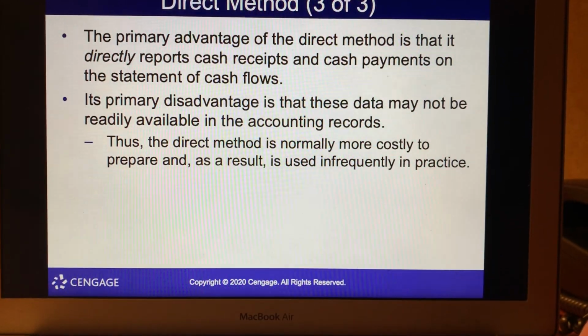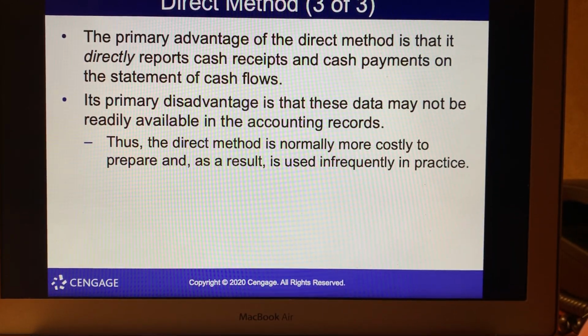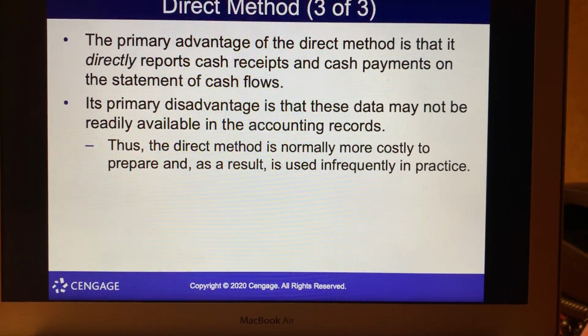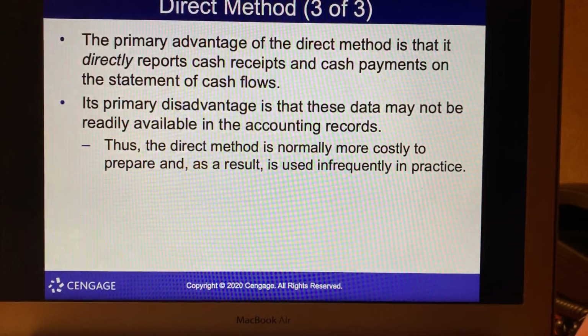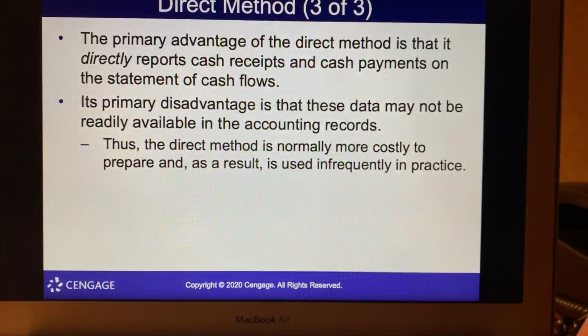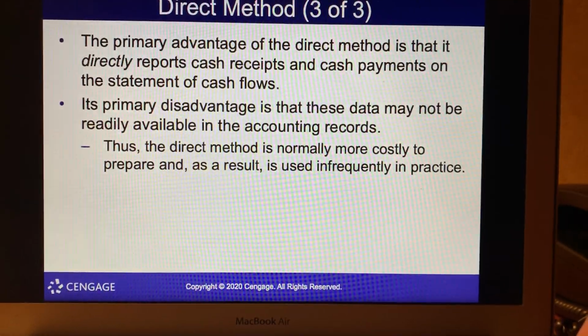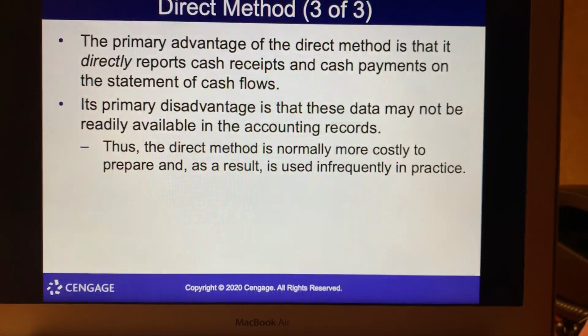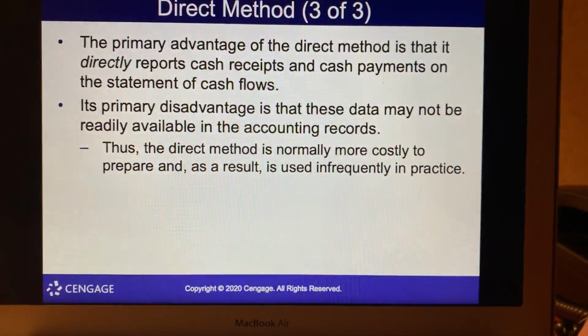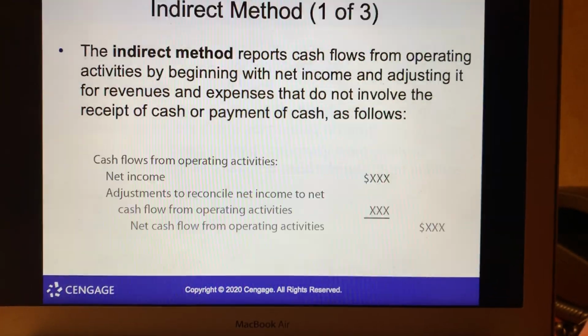The primary advantage of the direct method is that it directly reports cash receipts and cash payments on the statement of cash flows. Its primary disadvantage is that these data may not be readily available in the accounting records. Thus, the direct method is normally more costly to prepare and, as a result, is used infrequently in practice.